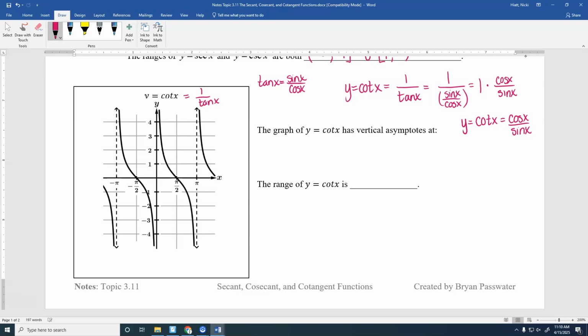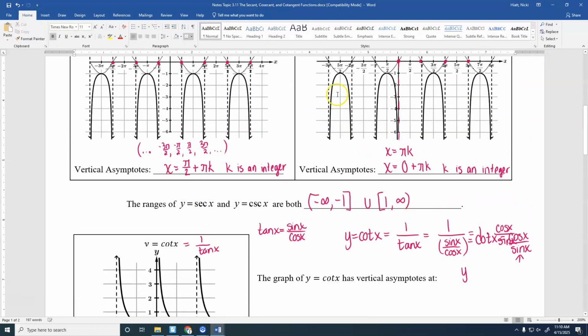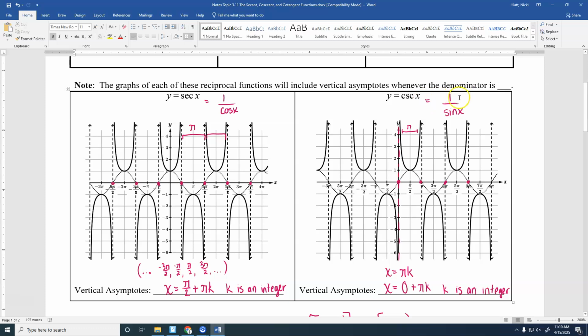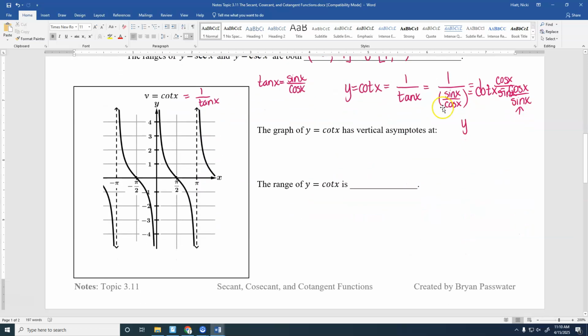So cotangent x is going to have vertical asymptotes anytime sine x equals 0. So if you think about where sine x equals 0, those vertical asymptotes are going to look like the same thing that they looked like here with cosecant, because it's 1 over sine as well. So it's going to have vertical asymptotes anytime sine equals 0. So you're going to have x equals pi k, k is an integer for this. And your range is going to be -infinity to infinity.